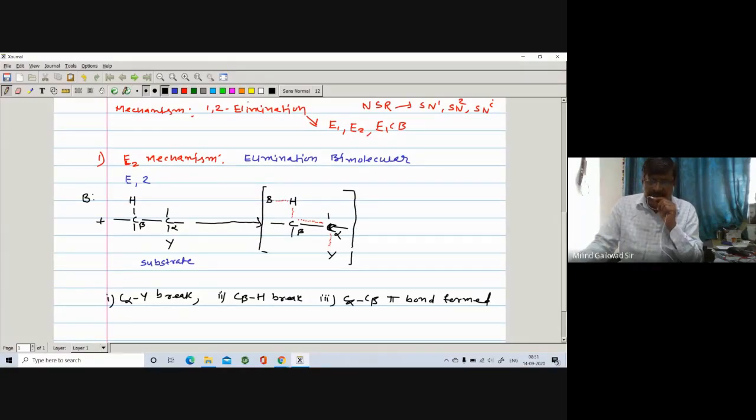So here you see that these three processes take place simultaneously, just like your SN2 mechanism. We have seen the SN2 mechanism. All processes take place simultaneously. So here the C alpha Y bond undergoes breaking, and C alpha C beta pi bond formation takes place. At the same time, the C beta H bond undergoes breaking, and the bond between the C beta H and base undergoes forming. The bond breaking and bond forming processes are shown by the dotted line, and further it undergoes reaction.